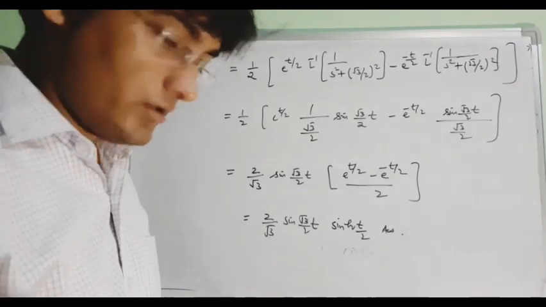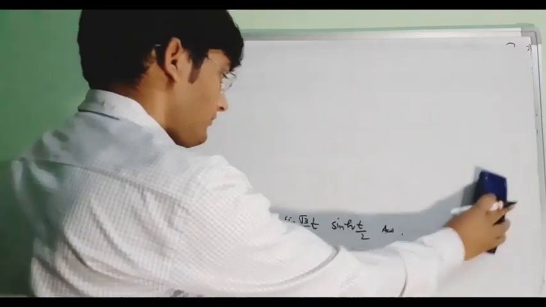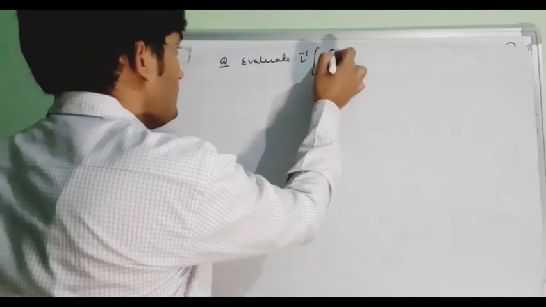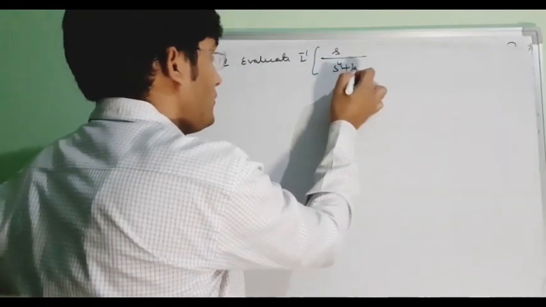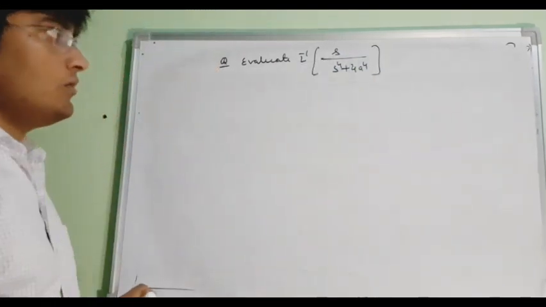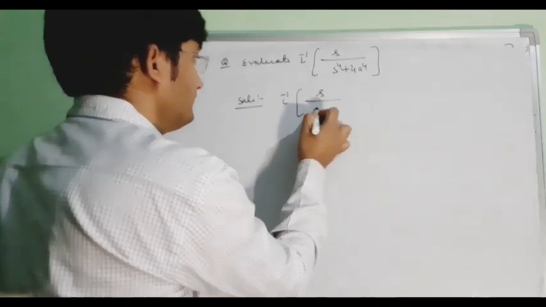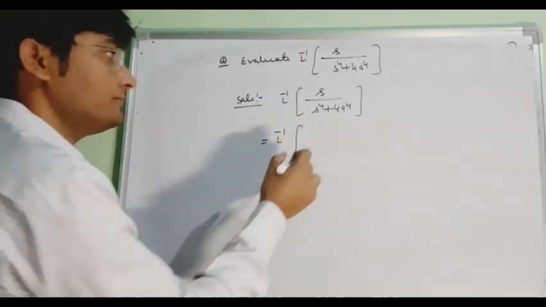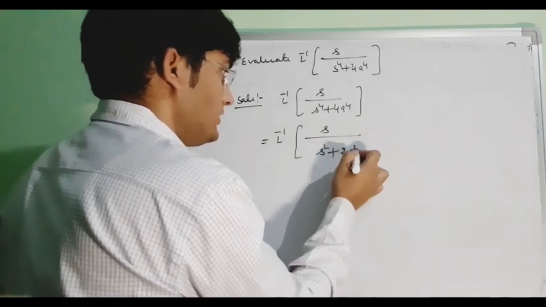So now let us start with another question. We have: evaluate the Laplace inverse of s upon s power 4 plus 4a power 4. Solution. Now this term can be written as s upon s square plus 2a square whole square.